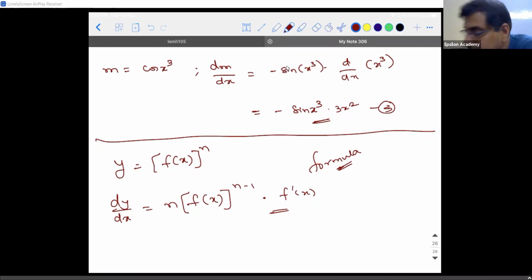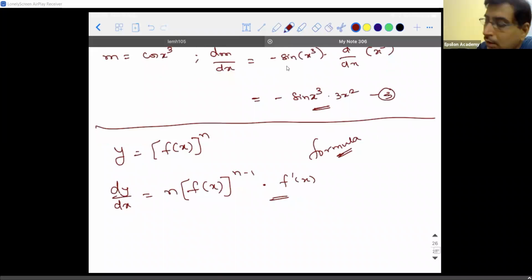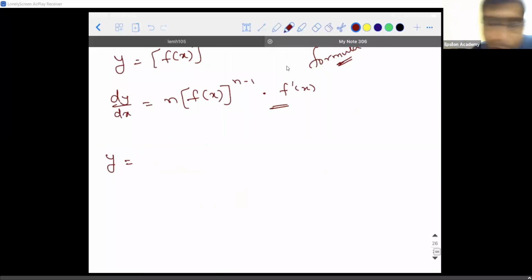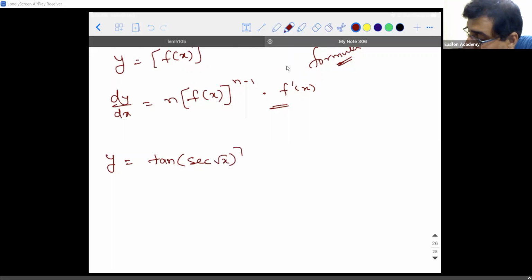Any doubt? No doubts. Very good. Tell me some argument, whatever comes to your mouth. Shall we do something like this? Tan of secant of root x, the whole power 5. Okay, let's try and see what is the harm in it.